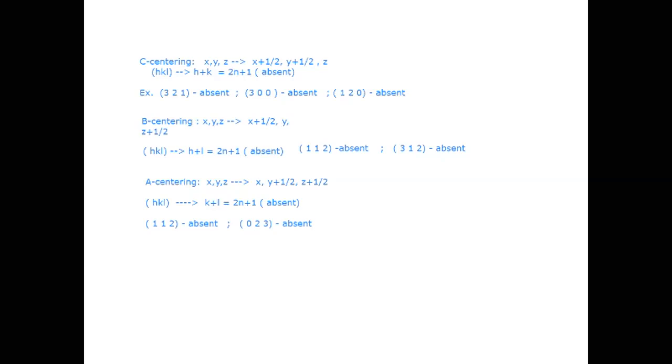In addition to this, we also discussed screw axes, and I'll just go over that real quickly before we begin today's lecture. With screw axes, let me show you first with a two-fold rotation. If we have a two-fold, say parallel to B, we start with X, Y, and Z. We get negative X, Y, negative Z. So with a two-fold, there's no translation.